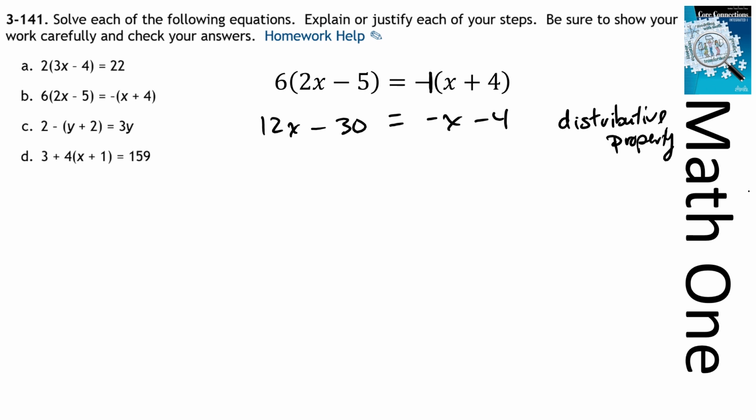I'm going to go ahead and add an x to both sides. That gives me 13x minus 30 equals negative 4. I'm going to add 30 to both sides of this. That gives me that 13x is equal to negative 4 plus 30, which would be positive 26. And again, the last two steps, what I've done is I've added something to each side. So both of them are addition property of equality.